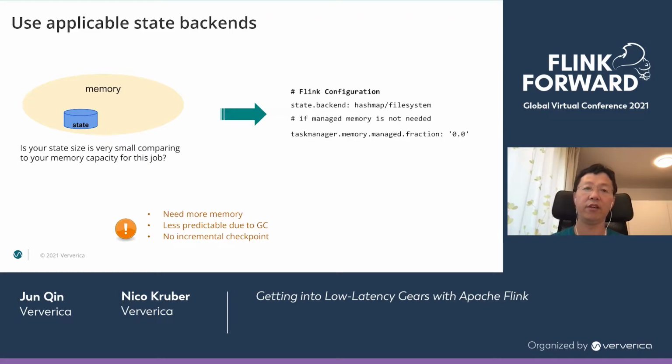Heap-based state backend can be affected by garbage collector, which makes it less predictable. So you may get high latency. Also, there's no support for incremental checkpointing. You should measure the difference before you make the switch.